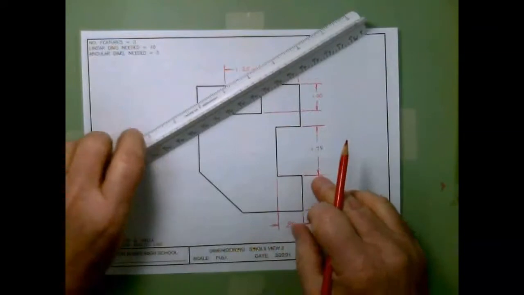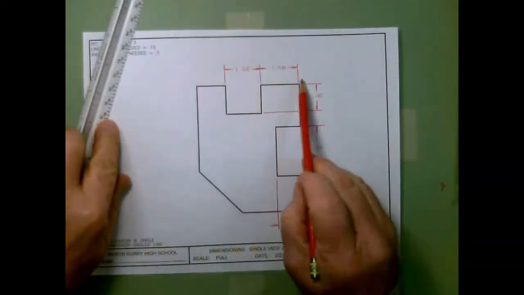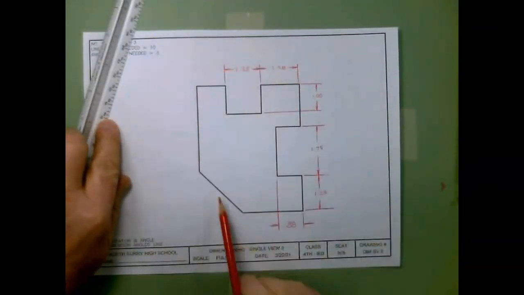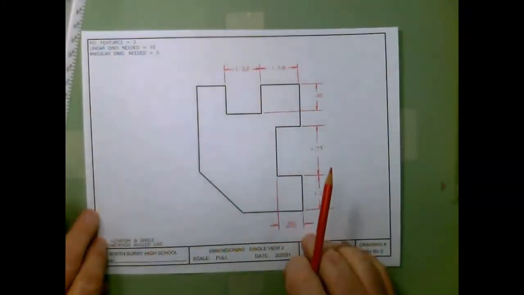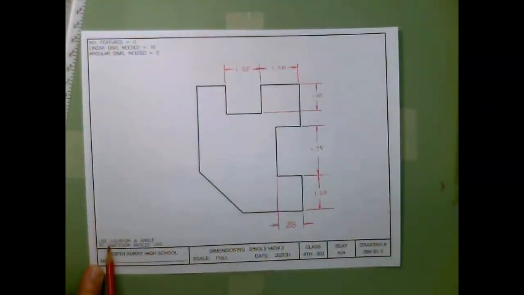Okay? So, located left to right, located top to bottom, size. So far, so good. Now, notice what this says down here. Use location and angle to dimension angled line. Well, what does that mean?